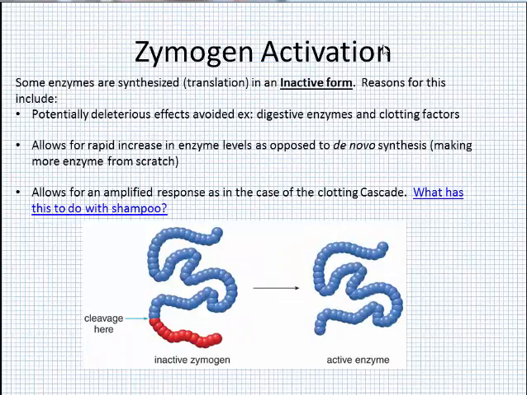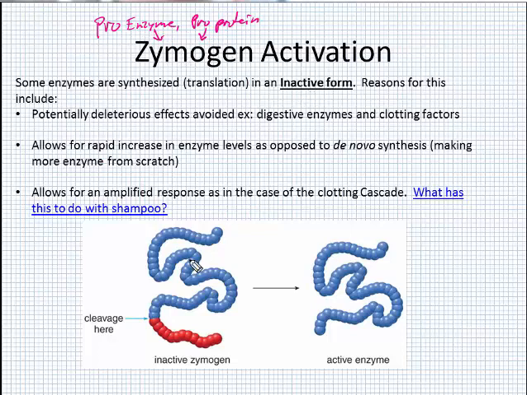So now we get to zymogen activation. A zymogen, we actually saw this already once. A zymogen is a proenzyme or a proprotein. Proenzyme, proprotein, zymogen, they all mean the same thing. All this means is that some enzymes are synthesized through translation in an inactive form. So remember, proenzymes, proproteins, zymogens, they're inactive.